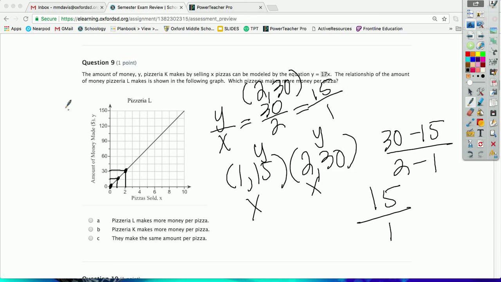So the second pizzeria, Pizzeria L, is making $15 per pizza. The first one's making 17. Therefore, the first one is making more money. So Pizzeria K makes more money.